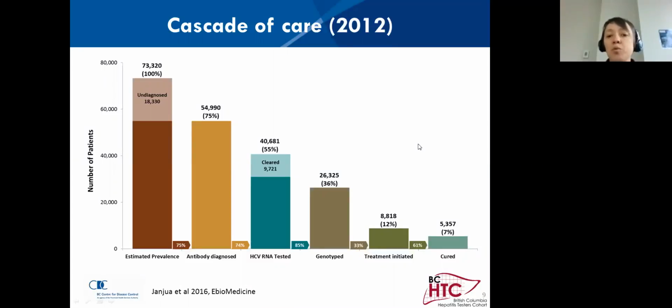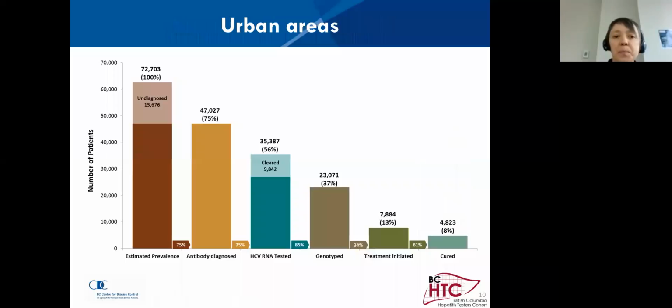So now what happens when we stratify this cascade of care into urban and rural? I have to say we define urban and rural based on population size. So the Ministry of Health published a list of communities that are considered rural or remote in 2015, and that's what we used to decide whether a patient was living in a rural or urban area.